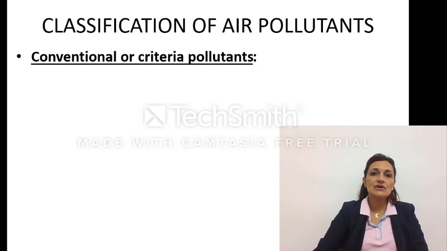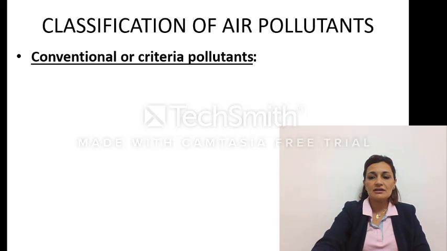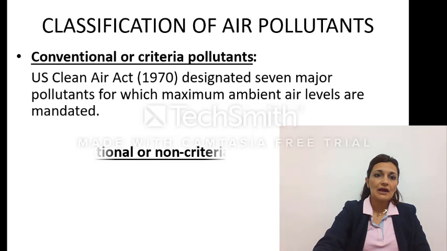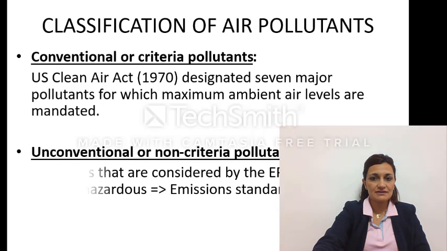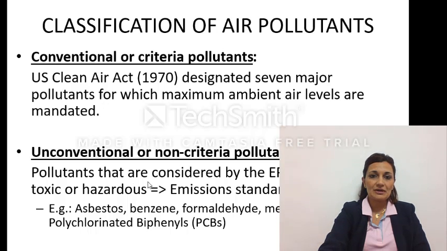Classification of air pollutants, we classify them as conventional or traditional, and based on the US Clean Air Act, we have 7 major conventional pollutants that we will discuss. And we have the unconventional or the non-criteria pollutants set by the Environmental Protection Agency, or EPA, and these are toxic or hazardous. We don't encounter them on a daily basis. They are unconventional, however they are present. For example, we will talk about them: asbestos, benzene, formaldehyde, mercury, and PCBs, polychlorinated biphenyls.